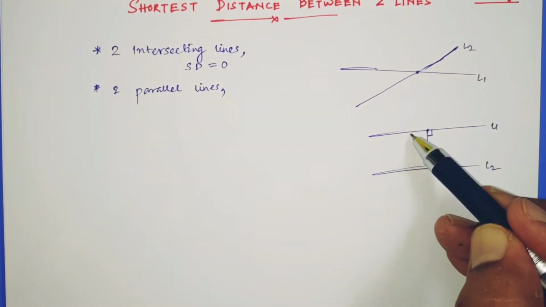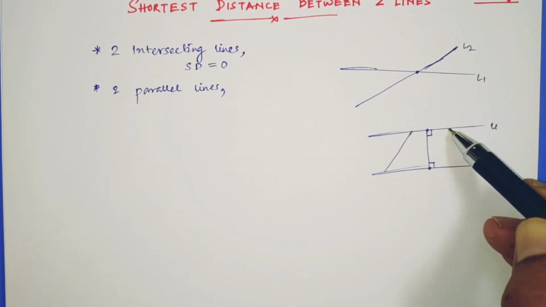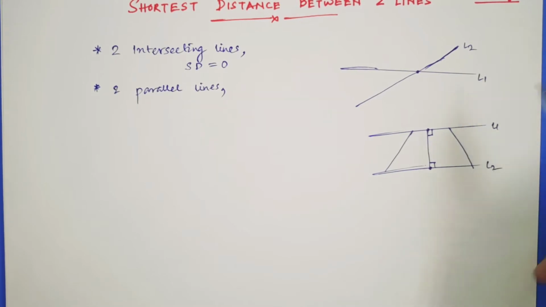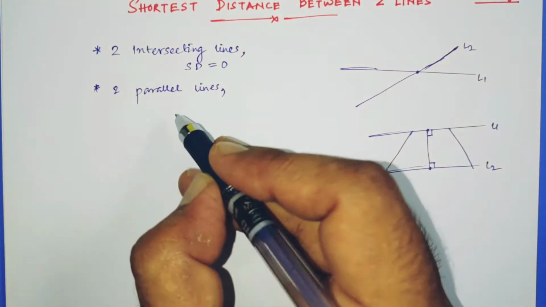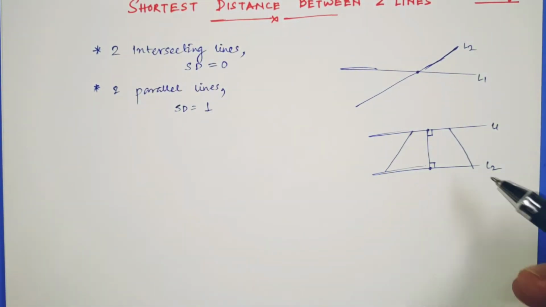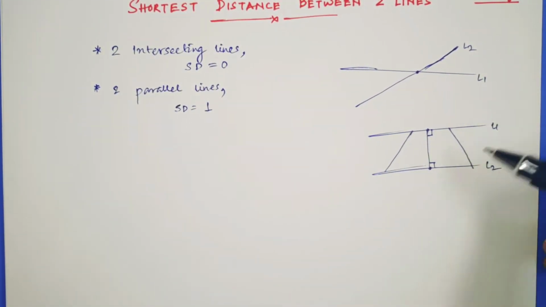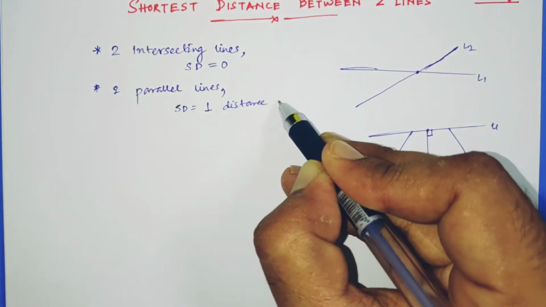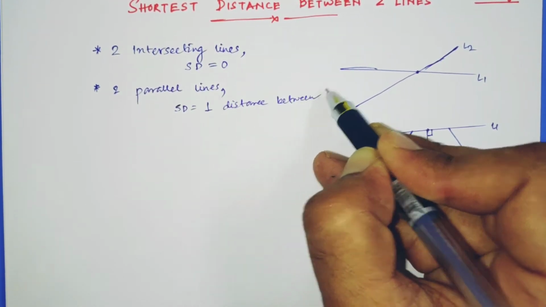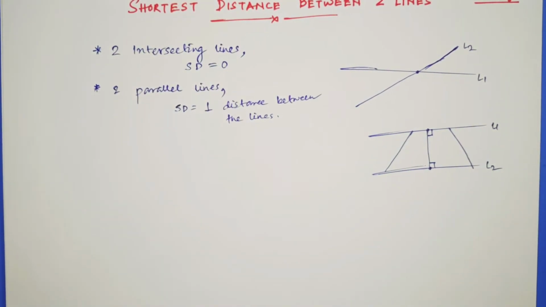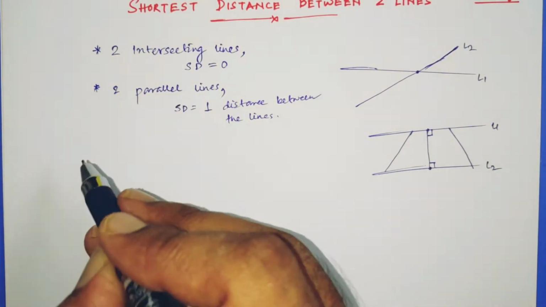So the shortest distance between two parallel lines is the perpendicular distance between the two lines. Am I clear? Because if you draw this one, these are not the shortest distance. The shortest distance must be the perpendicular distance, or you can say the perpendicular line segment joining the 2 points on the lines. So I am just writing here: perpendicular distance between the lines. Understood?